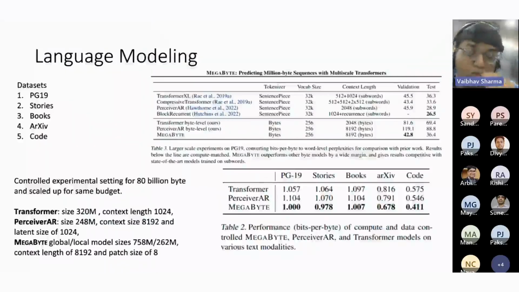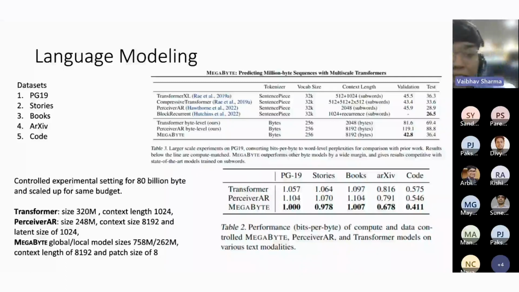For the language model, they use these five data sets: PG19, which was English language books from before 1919; code, which was open source code available under the MIT license or Apache license; arXiv, which was technical research papers; books, which were also English language books; and stories, which was a subset of data scraped using the famous dataset Common Crawl.